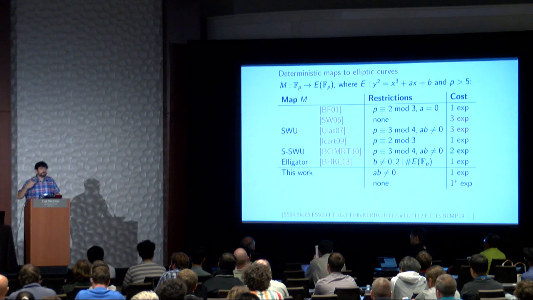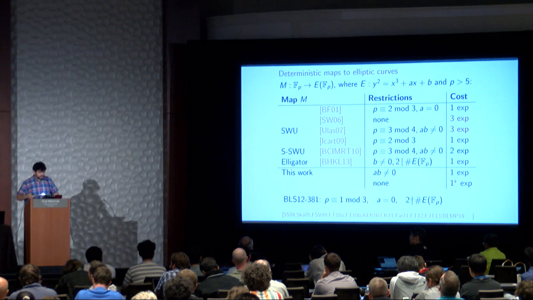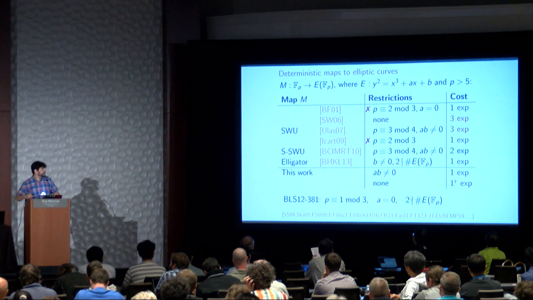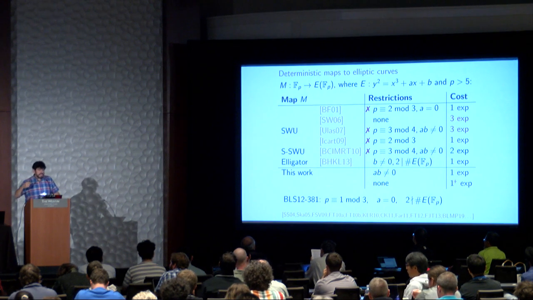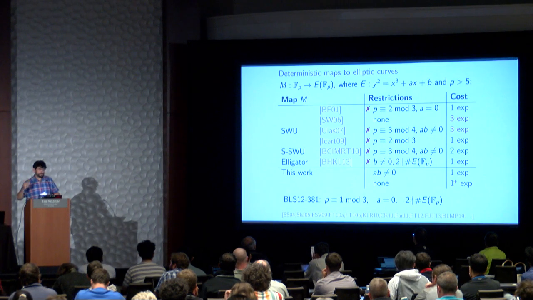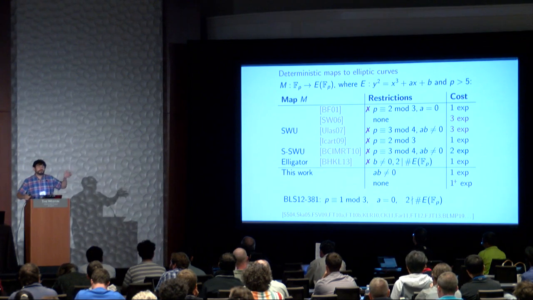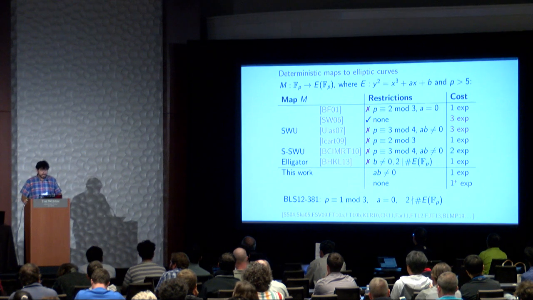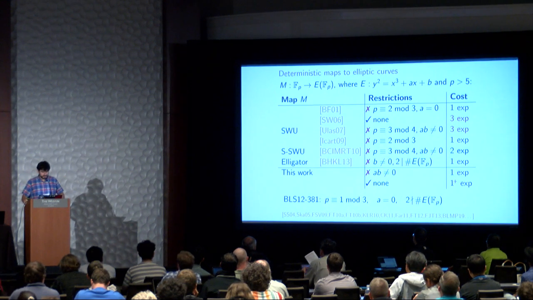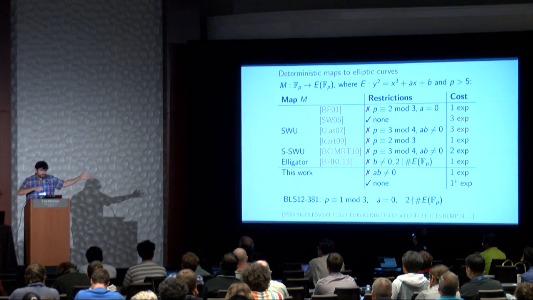But remember, the goal originally was to hash to BLS12-381, so let's look at how these things stack up. The field characteristic is congruent to 1 mod 3, so that rules out Boneh and Franklin and then the Icart method. A is equal to 0, so that rules out SWU and simplified SWU. And BLS12-381 has odd order, so that rules out Elligator. So we're left with only the one that works for every curve, Shallue and van de Woestijne. That one really does work, but we can make it a little more efficient, and that's what this work does. Before we talk about the optimizations that make this possible, this was just a deterministic map.